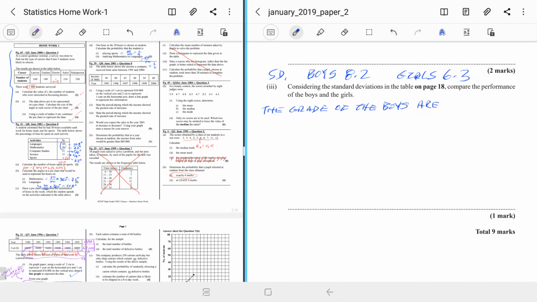Are more widely spread from the mean score of the boys, or if we can say, from their mean score. Talking about the boys. Their mean score. You're going to use the word widely for this one.